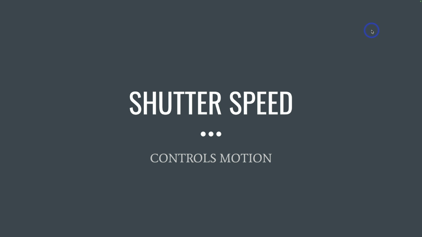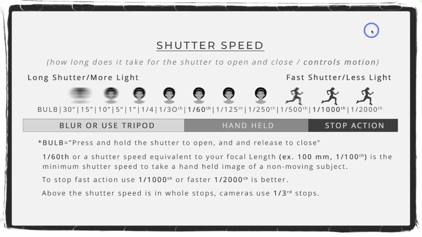All right, welcome back to Master Photography, and today we're going to focus solely on shutter speed. Shutter speed controls both motion and light, but what we're going to be focusing on is motion. So if we shoot at a slow shutter speed, we can blur an image, and if we shoot at a fast shutter speed, we know we can stop action. So let's go ahead and move on.